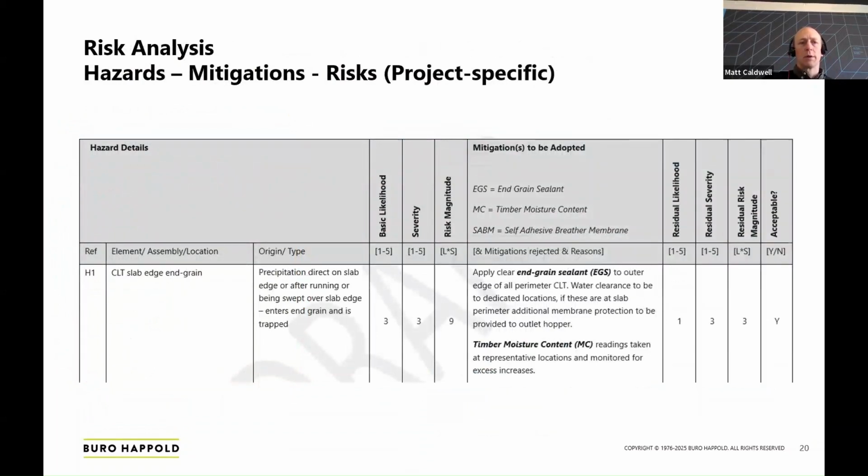So this is what the format of your risk assessment might be. You identify a particular hazard, explain or explore what the basis of that hazard is, how likely it is, how severe it is, and then what mitigations you can apply to try and reduce the risk. And then at the end, is your reduced risk acceptable? So it's a similar format to other forms of risk assessment, obviously.